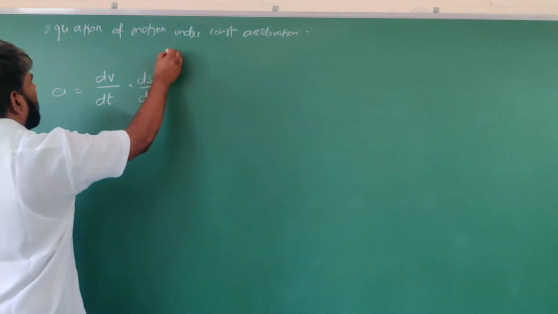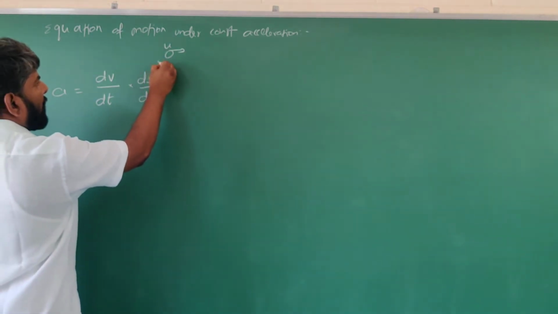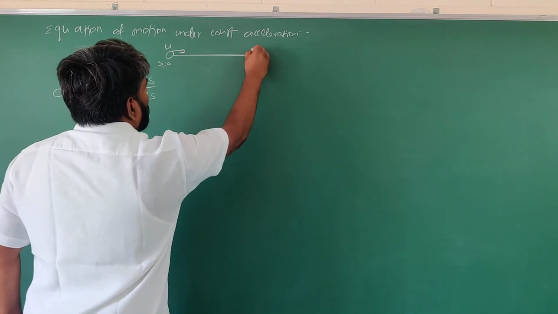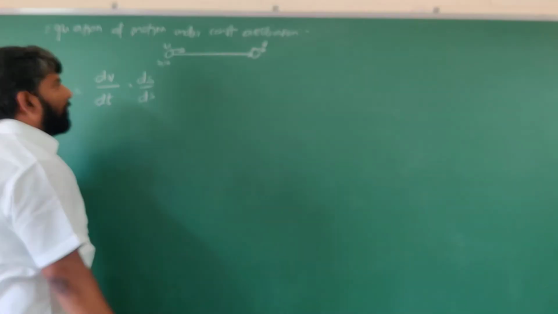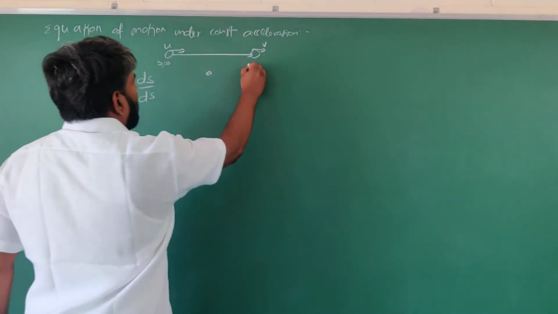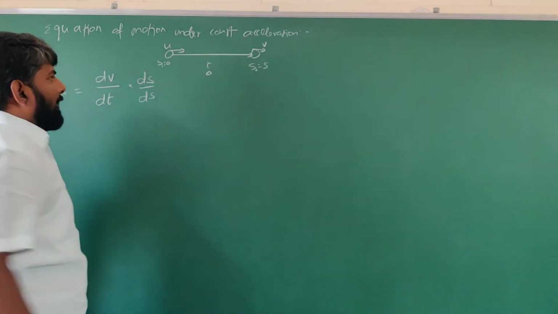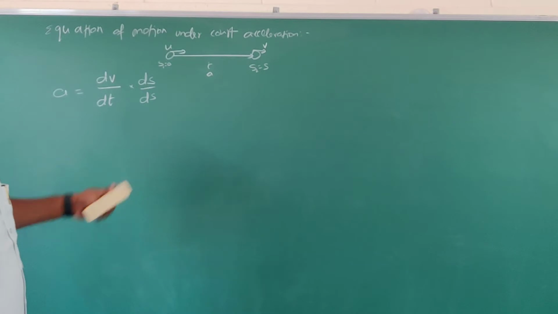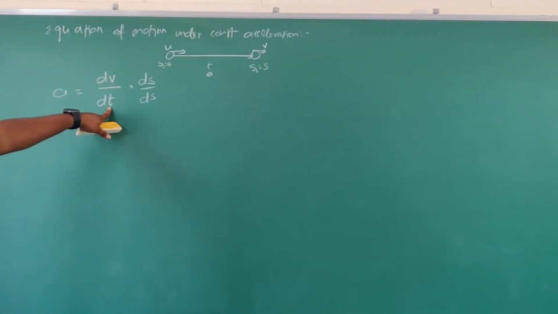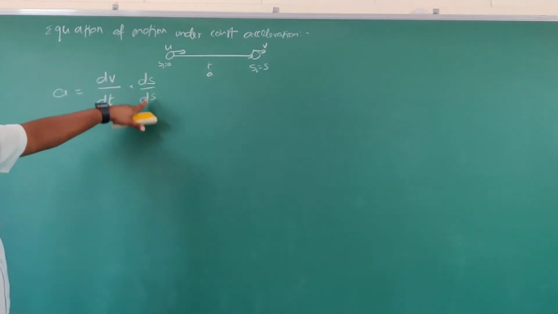Simple. A body starts moving with an initial velocity u, initial displacement 0. After a certain time its final velocity becomes v, under constant acceleration a. The covered displacement is s and the time taken is t. The acceleration a is equal to change in velocity by change in time, and the same equation I am multiplying with ds by ds.